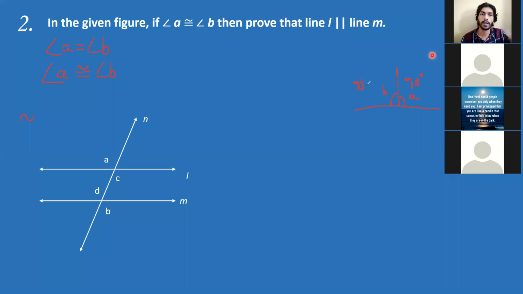So angle A and angle B both are 90, but they are not equal. They are congruent. Now you would ask, why are they not equal? It is because the direction of the angle is different. When I say direction, if you look over here, angle A goes to this side.